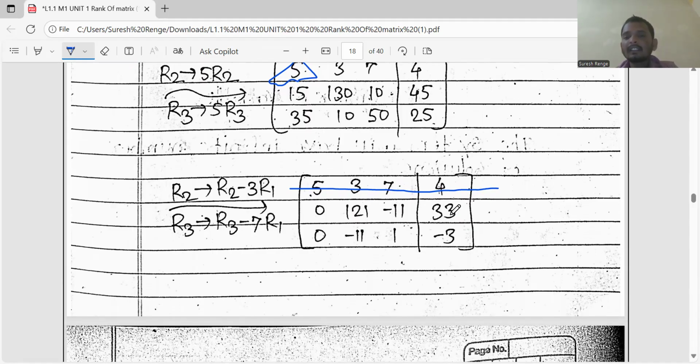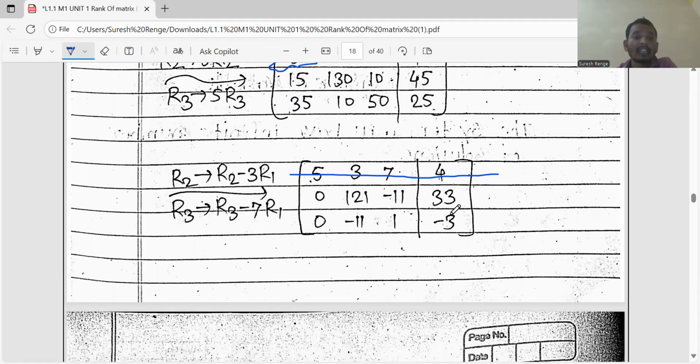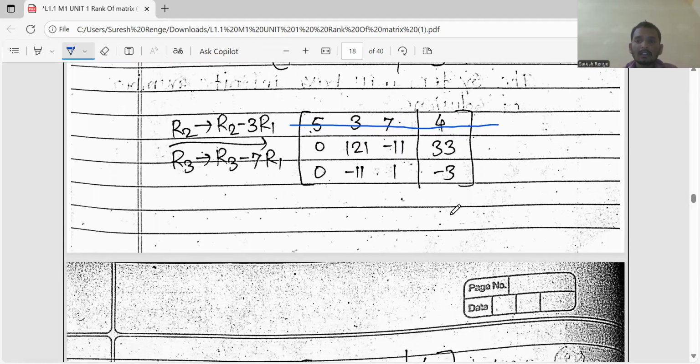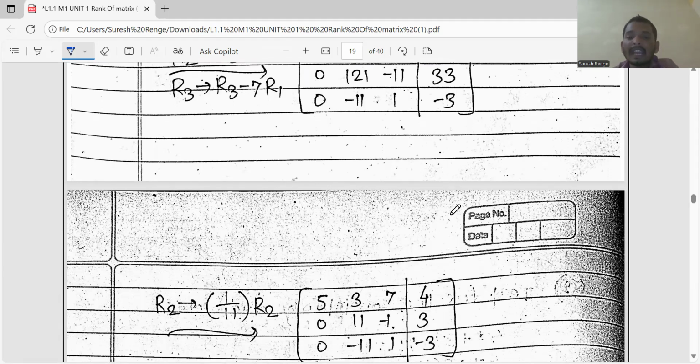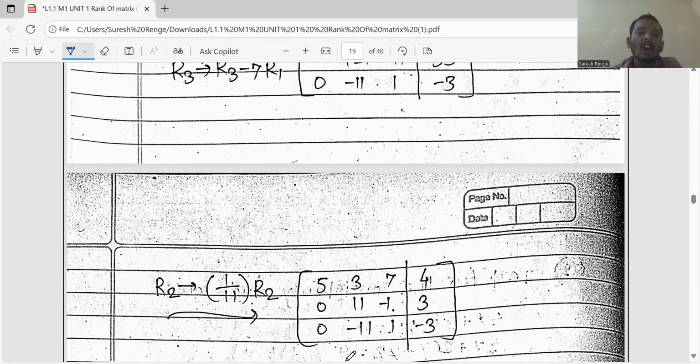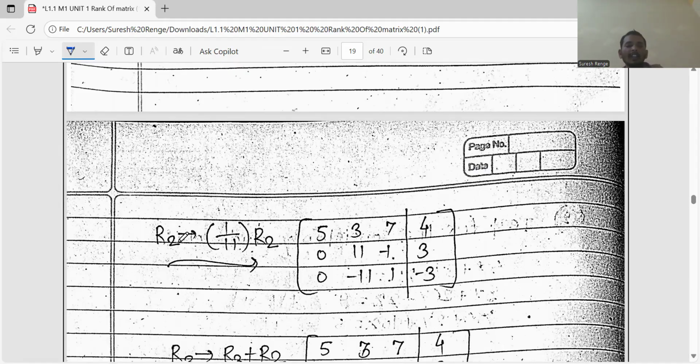121, minus 11 and 33 are multiples of 11. Now use the operation: divide row number 2 by 11. Row number 2 को 11 से divide करो. If you apply this operation, R2 changes to 1/11 times R2, and the matrix will become like this: 5, 3, 7, 4; 0, 11, minus 1, 3; minus 11, 1, minus 3.